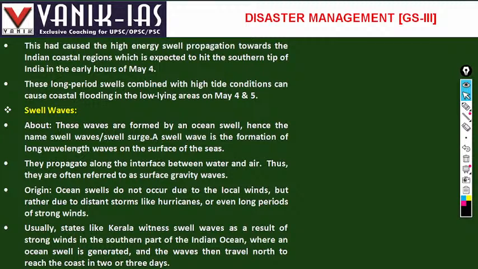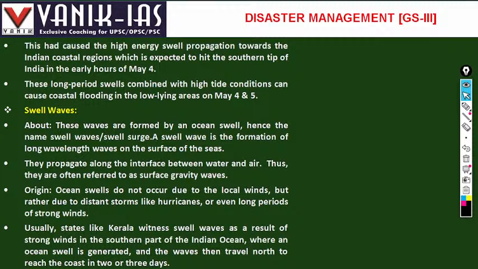The swell waves, what is a swell wave? The waves are formed by an ocean swell, hence the name swell waves. A swell wave is the formation of long wavelength waves on the surface of the sea. They propagate along the interface between water and air. Thus, they are often referred to as surface gravity waves.